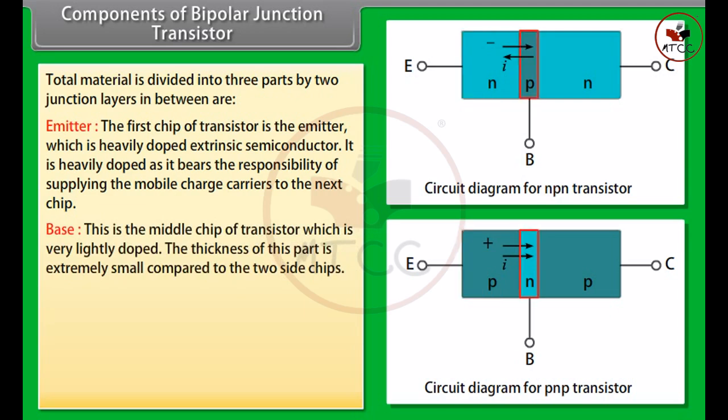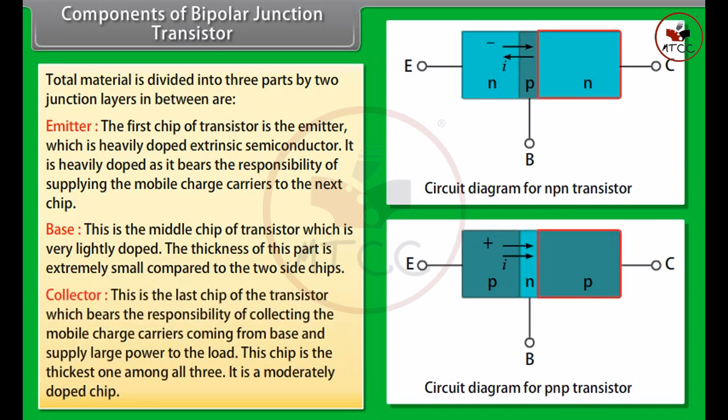Base. This is the middle chip of the transistor, which is very lightly doped. The thickness of this part is extremely small compared to the two side chips. Collector. This is the last chip of the transistor, which bears the responsibility of collecting the mobile charge carriers coming from the base and supplying large power to the load.